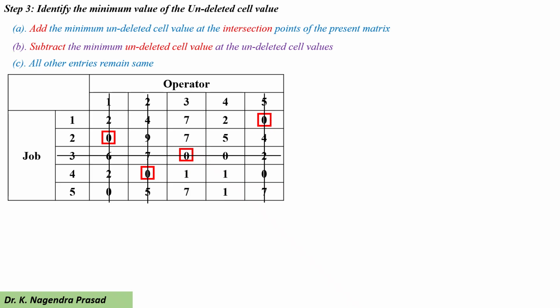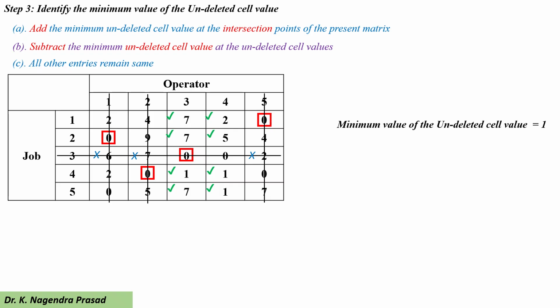In step 3, first we have to identify the minimum value of the undeleted cell values. These are the undeleted cell values. Among these values, the minimum value is 1. So the minimum value of the undeleted cells is 1. Then add this minimum undeleted cell value at the intersection points of the present matrix. So these are the intersection cells. To the respective cell values, we have to add plus 1.